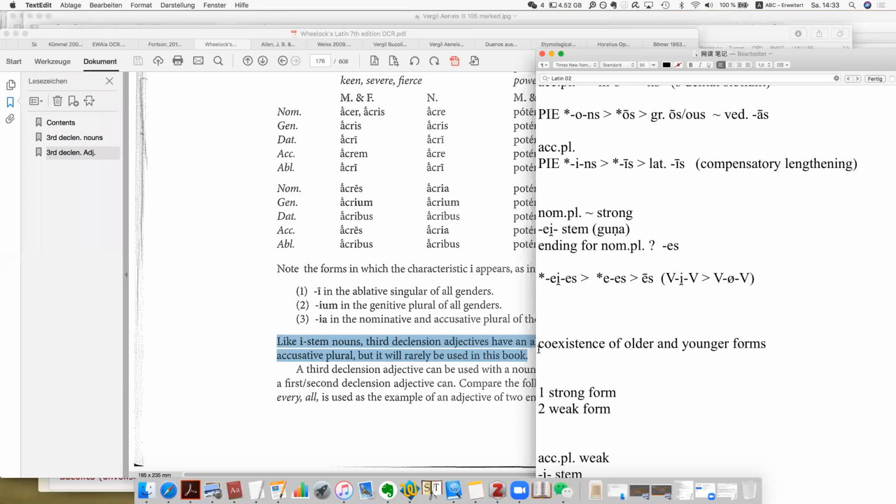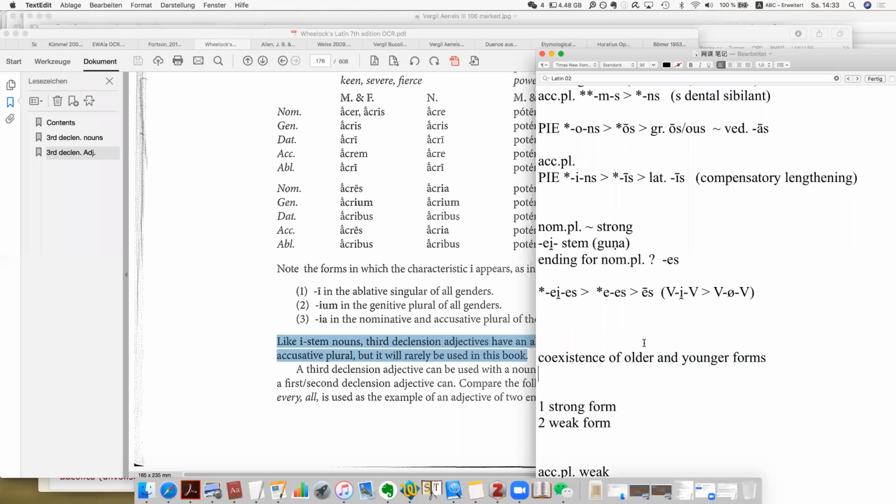Okay, and then we highlighted the fact that actually in the texts, you always find the coexistence of older and younger forms, like this urbis and urbes. Yeah. Okay, so this is everything for today.